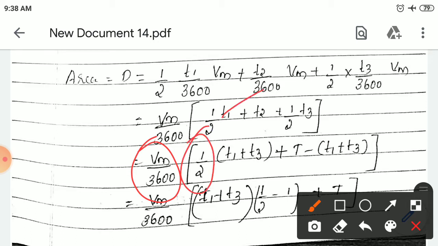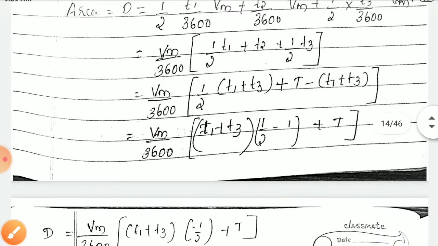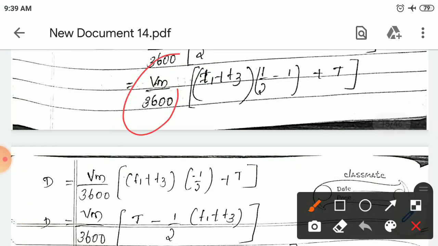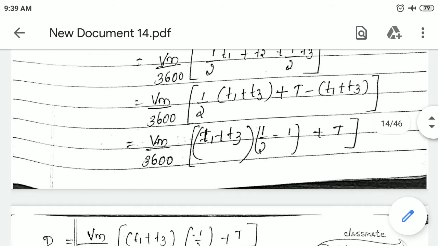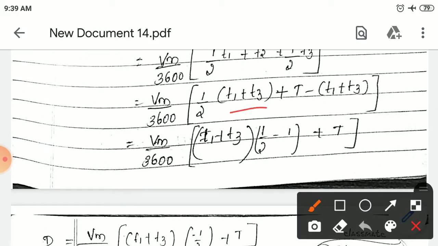So here T1 plus T3 will be left out. What is T2? From the figure it is T minus T1 plus T3. Just substitute here, you will get this one. Next, once again one step simplification, you keep Vm by 3600 as it is. Now take T1 plus T3 as a common term, so you will get 1 by 2 minus 1 plus T.